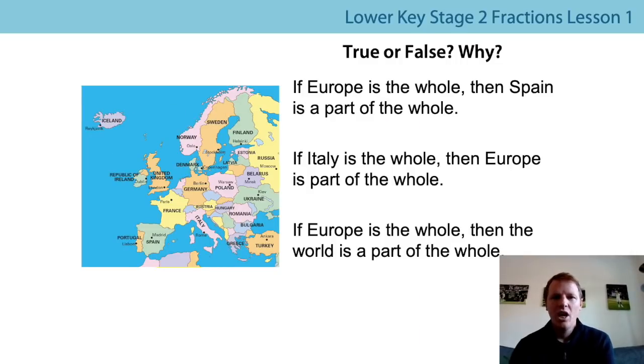Here I have written 3 sentences. Again, they might be the same that you said out loud or you wrote down. They might be different. I want you to think carefully about if the sentences are true or if they are false. So the first sentence says, if Europe is the whole, then Spain is a part of the whole. The second sentence says, if Italy is the whole, then Europe is part of the whole. And the third sentence says, if Europe is the whole, then the world is a part of the whole.